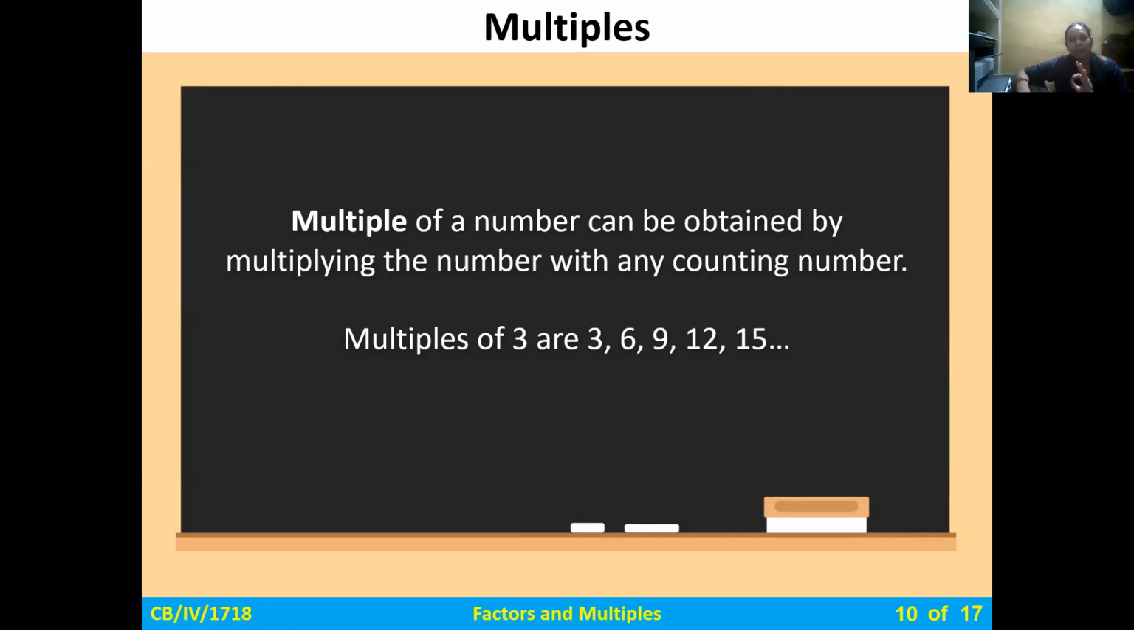So simply when you read the table, whenever you multiply 3 by any number, the answer is always a multiple of 3.